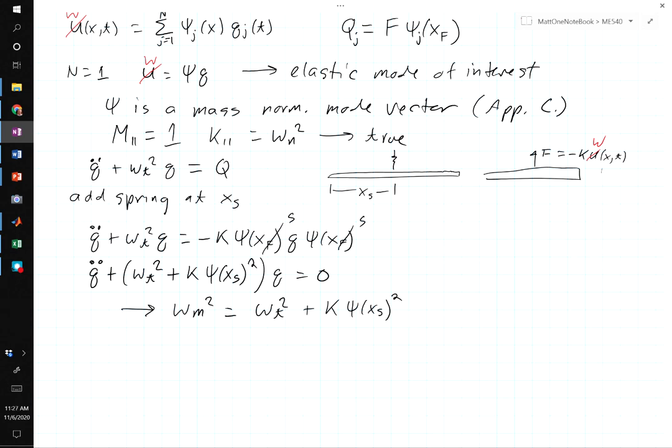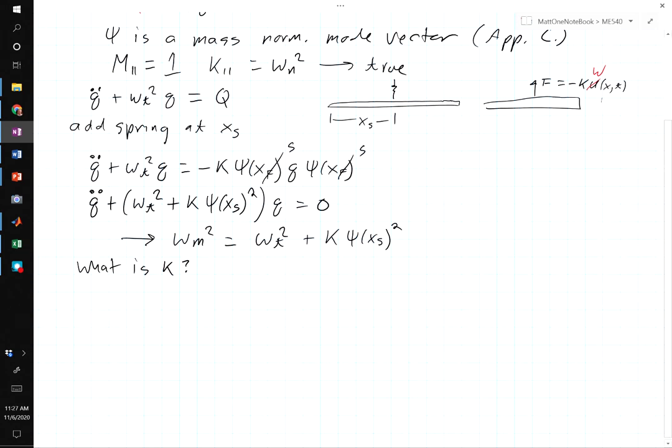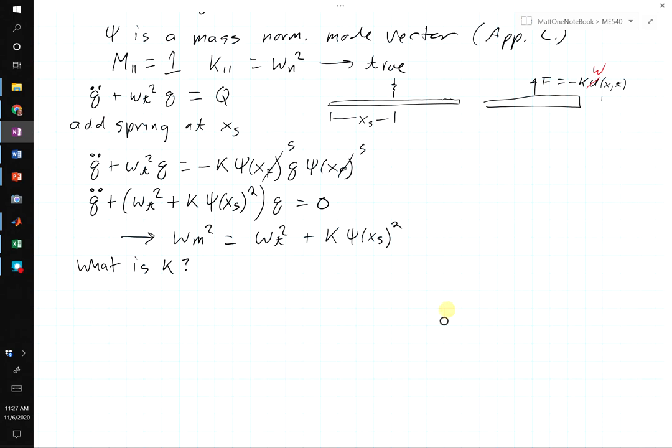One trick here, though, is what is k? We have to bring an Instron machine with us to test the stiffness of our bungee cords in order to use this formula. It also requires having a mass normalized mode shape, which is another thing that we might not have if we're just walking up to a structure in the lab.